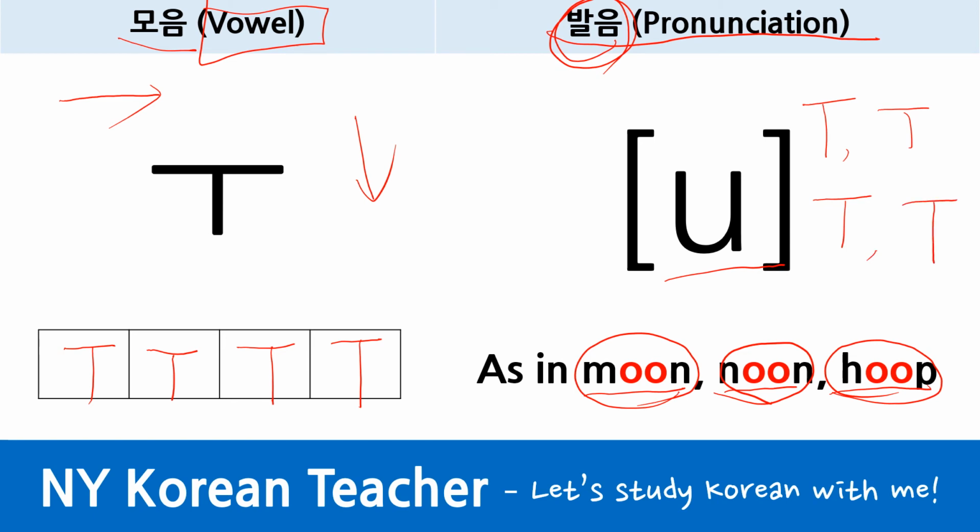아주 잘했어요. This means great job or very good. 잘했어요.